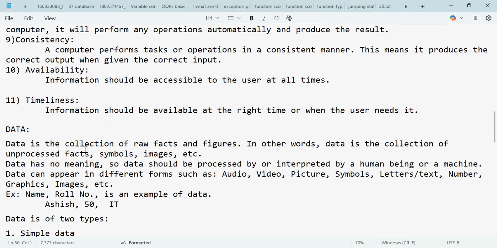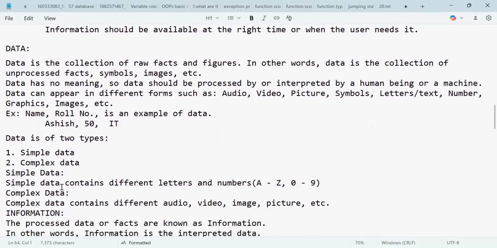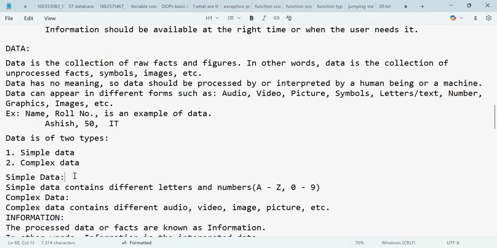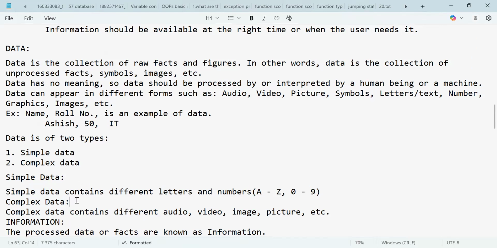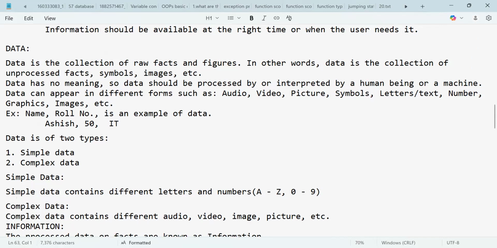Now, data is the collection of raw facts and figures. Data is the collection of unprocessed facts. So data is of two types: one is simple data, another is complex data. Simple data contains different letters and numbers.